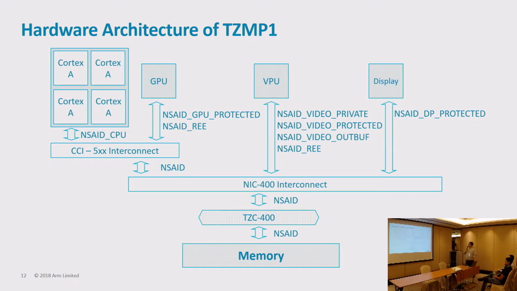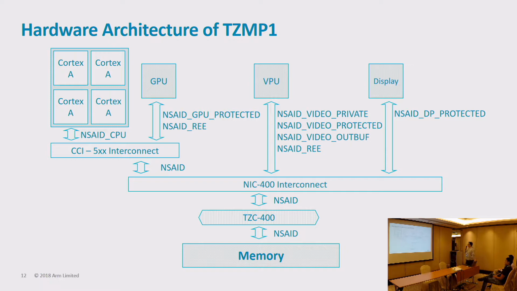And then here comes the hardware architecture of TZMP1. We have many hardware components connected with some interconnect, and each component is assigned an NSID, which means the non-secure access ID. Here we see that the GPU has two NSIDs. One is protected, for accessing the protected surface. The other is IE, meaning that it is working as a generic peripheral device.